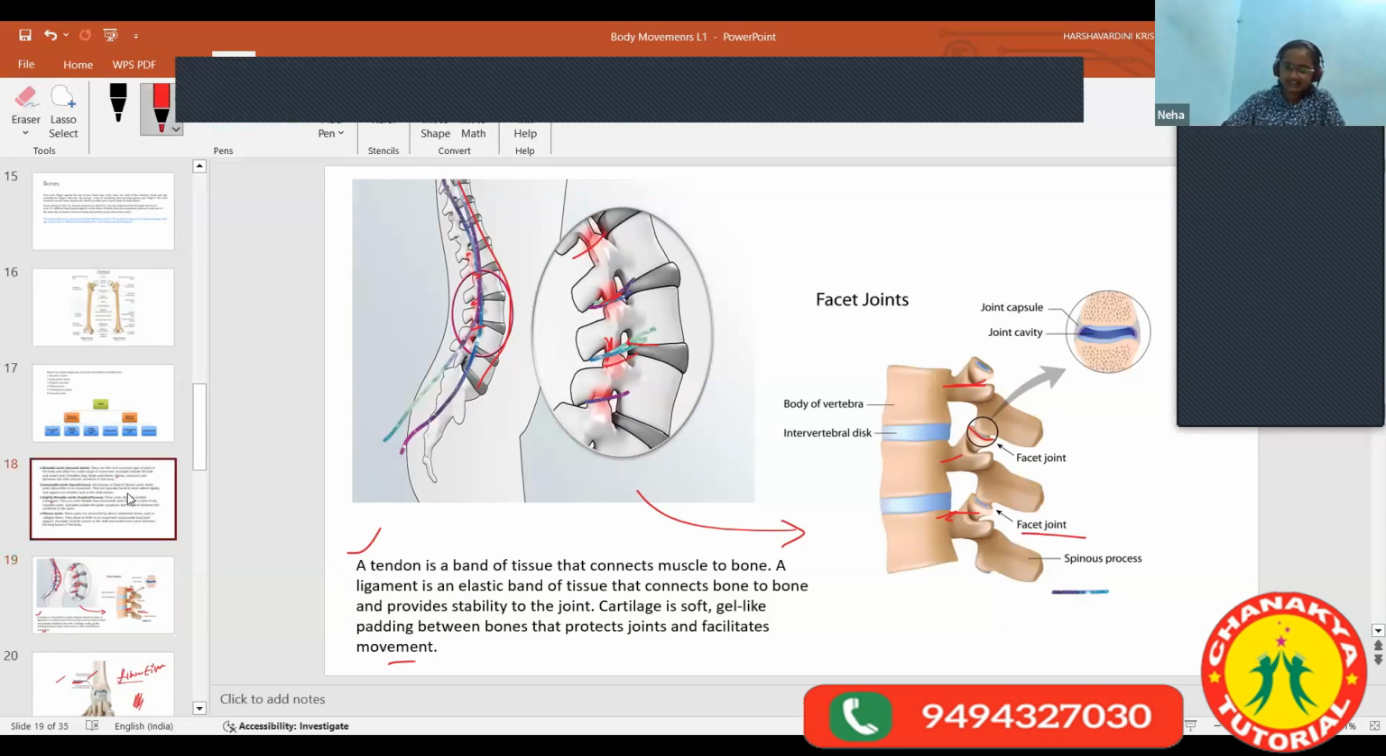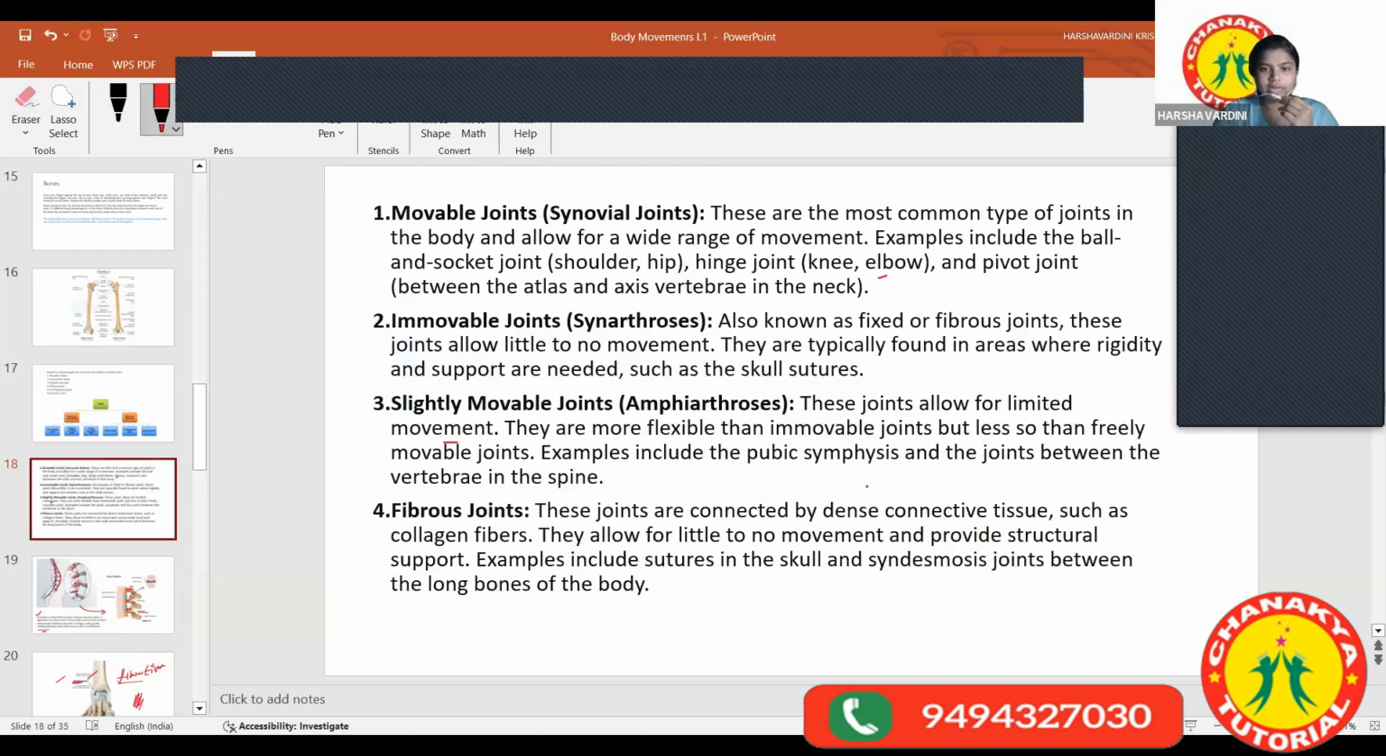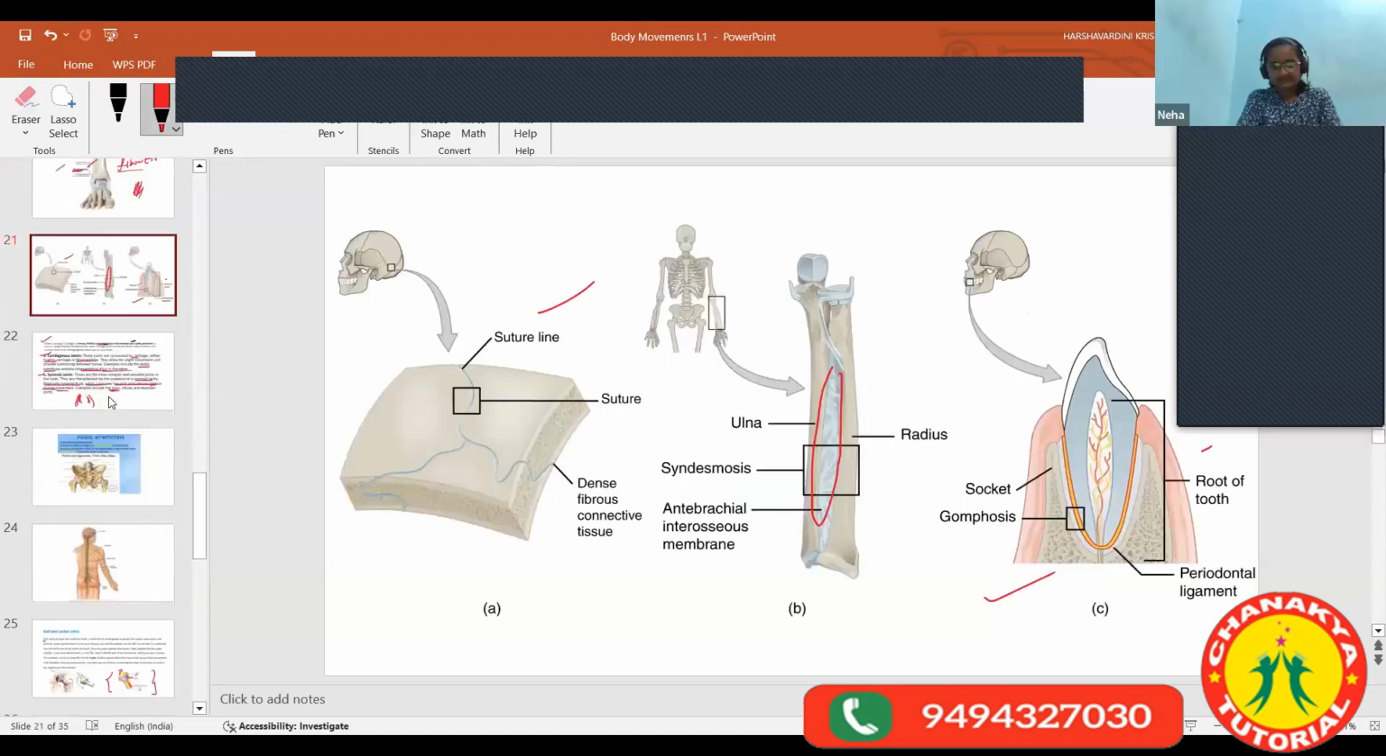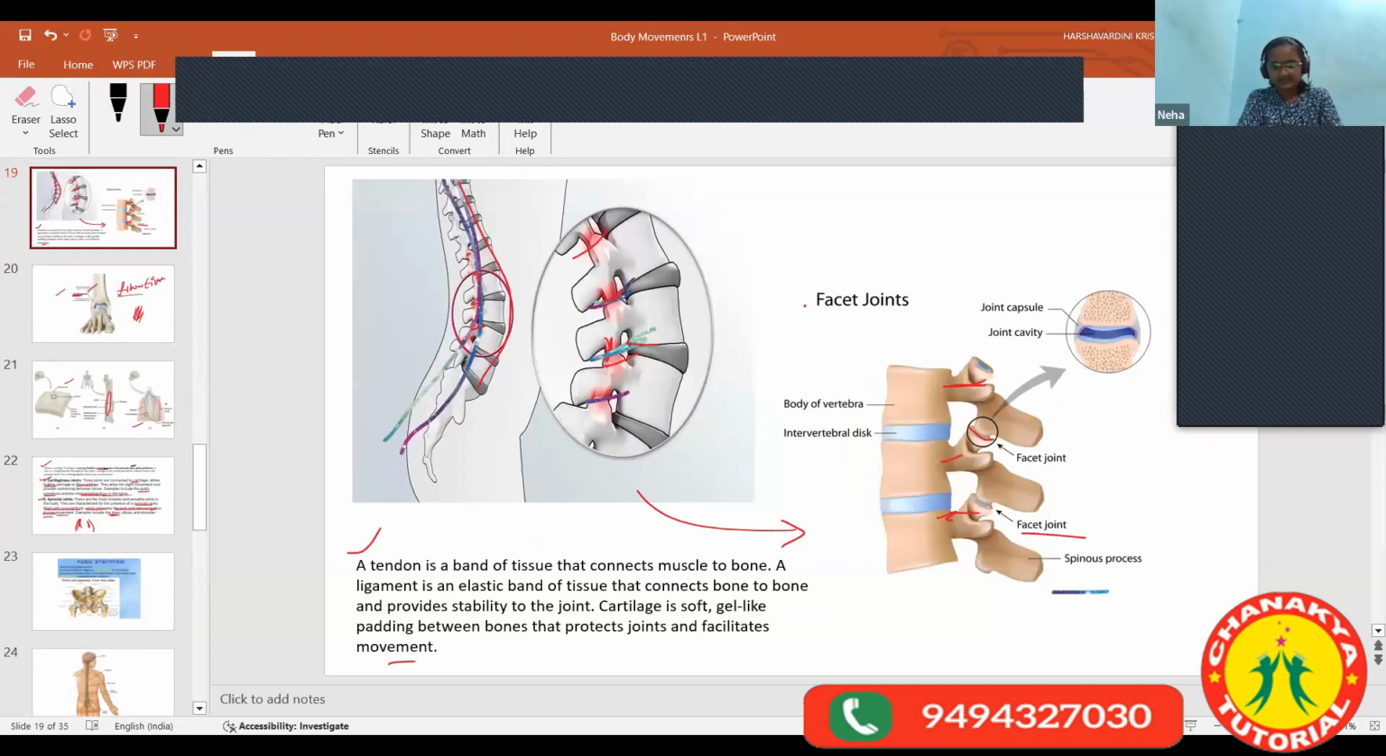One of the best examples is the facet joint. Not actually here, it comes here. Facet is for the third one, slightly movable joints. One of the best examples is facet joints. What is a facet joint?